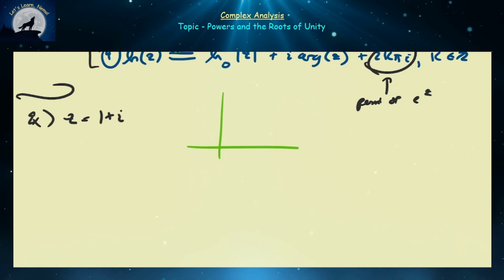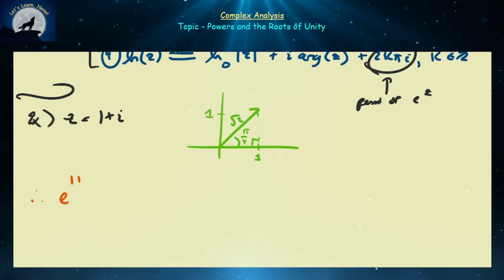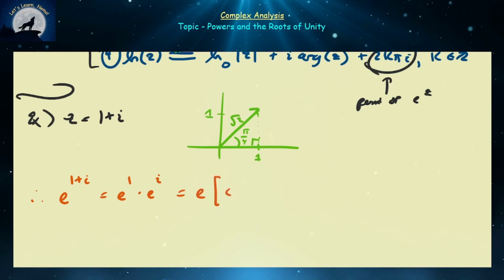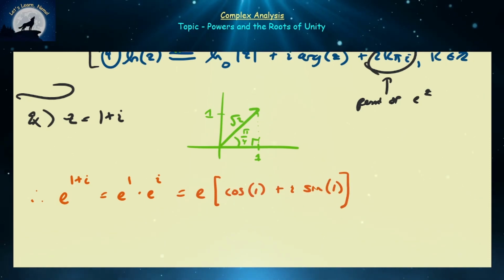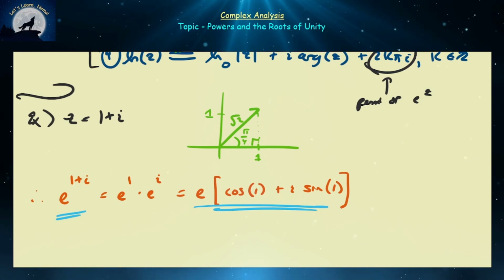So what will this be? Since 1 plus i is going to be located in quadrant 1, it kind of looks like that. Its real part is 1, its imaginary part is 1, and its magnitude is going to be the square root of 2, and its angle is pi over 4, 45 degrees. So if that's the case, then what do we have? e to the power of 1 plus i will be equal to, again, e to the 1 times e to the i, right? That's one property that we get from defining complex exponentials in that way. So this is going to be equal to e times the cosine of 1 plus i times the sine of 1.